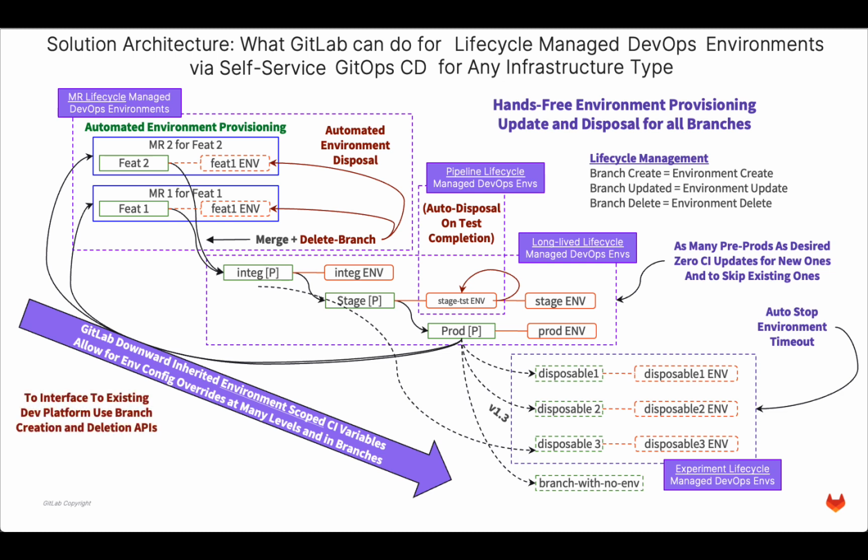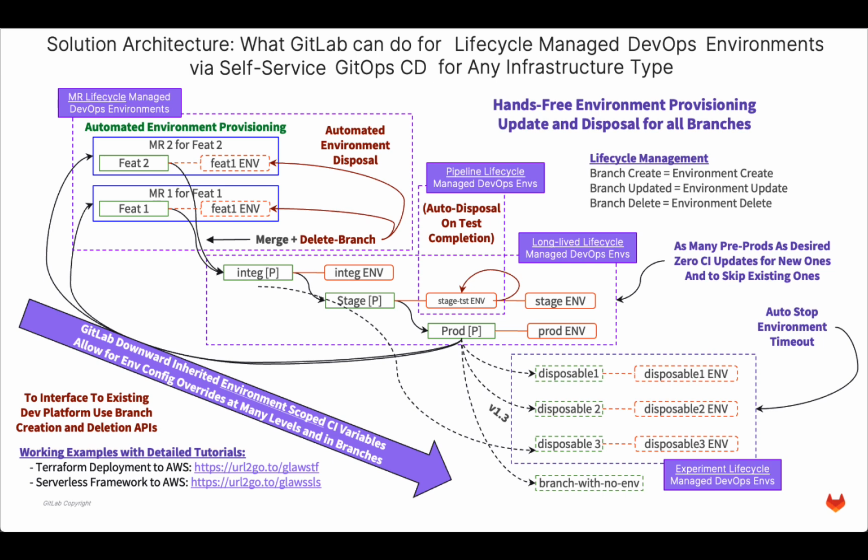Let's say you already have a developer platform. You can still leverage this simply by using APIs to call the create and delete branch capabilities. So it doesn't matter how the branch is created, it will create that environment. So if you want to front this process with an existing developer platform, then that's a pretty simple process as well. The working examples are at these URLs.